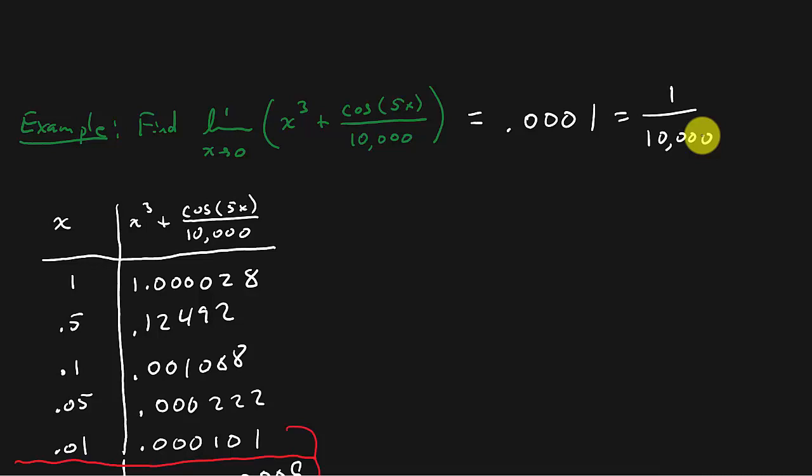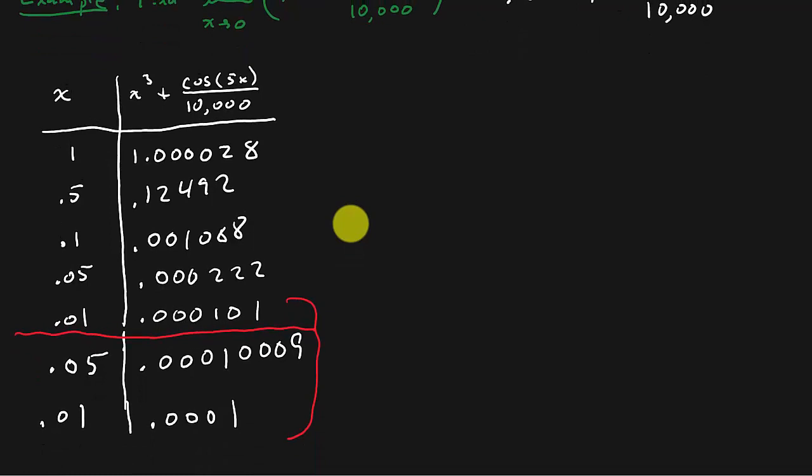And you might be thinking, well, if I do a table, how do I know how many numbers to do? How do I know how close to get? And that's the point I'm trying to get across to you: don't do tables. This is just to help you understand limits. That's what this section is.